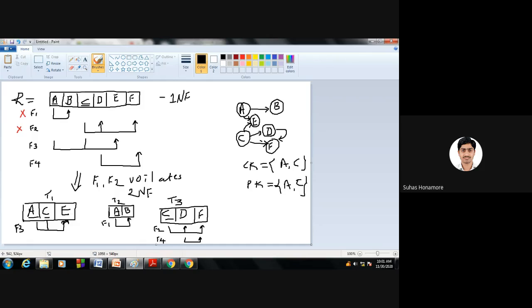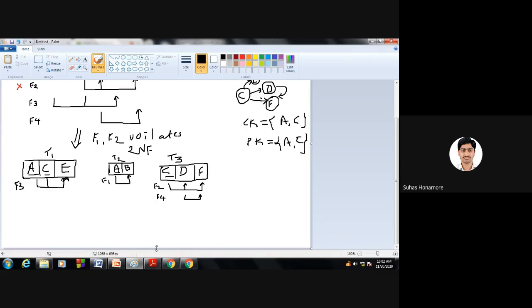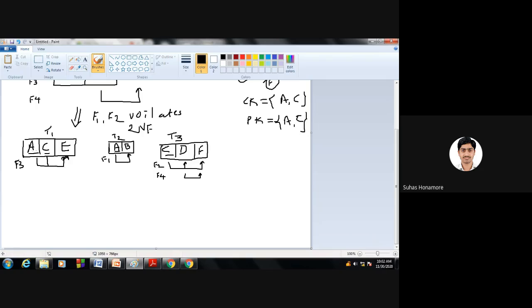Now we'll check. This is a decomposition: R we decompose into T1, T2, T3. Now we'll check whether this is in 2NF and 3NF or not. Here non-prime attribute E is fully functionally dependent on primary key AC. It's in 2NF, no problem. B is a non-prime attribute fully functionally dependent on A, no problem. Non-prime attributes D and F are fully functionally dependent on C, so this is not a problem. All three are in 2NF. So what about 3NF? We'll check it.